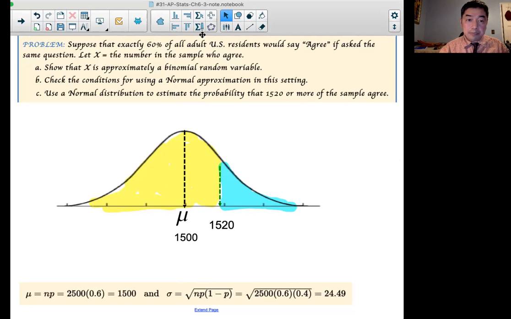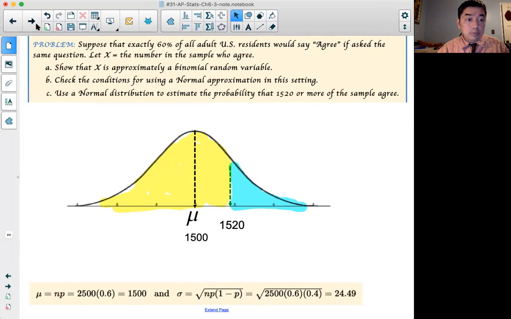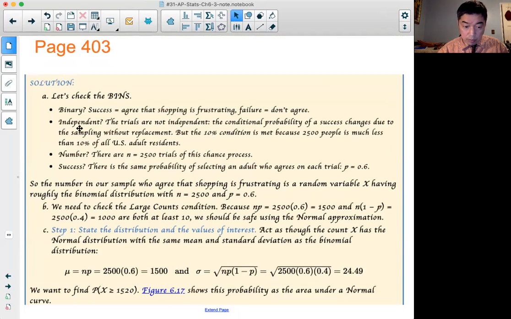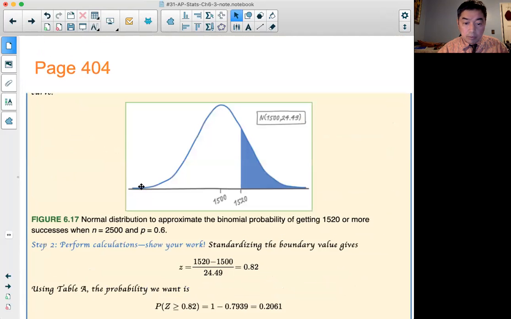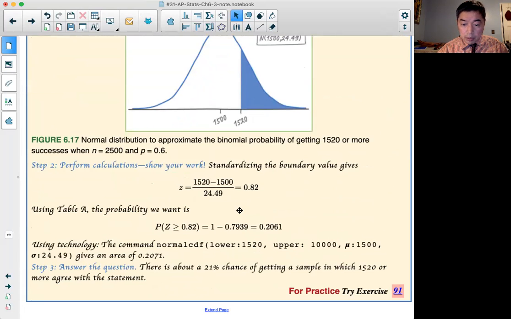20.7%. Let's see. If you run it the other way, you got a similar one. So this is the way, 20.71%. Okay, so this is it. So the conclusion is there is about a 21% chance of getting a sample in which 1,520 or more agree to the statement.